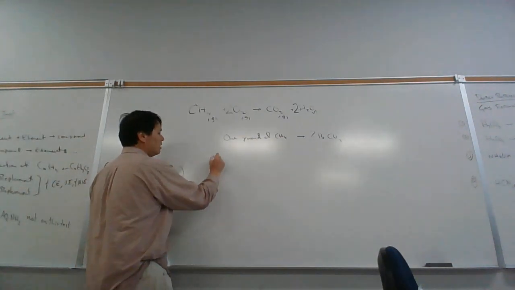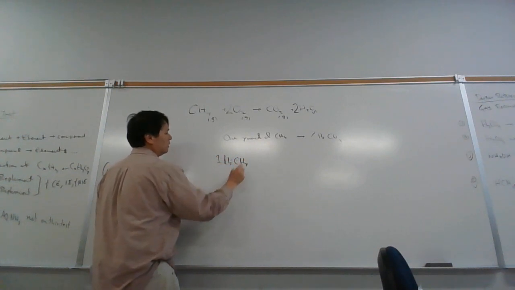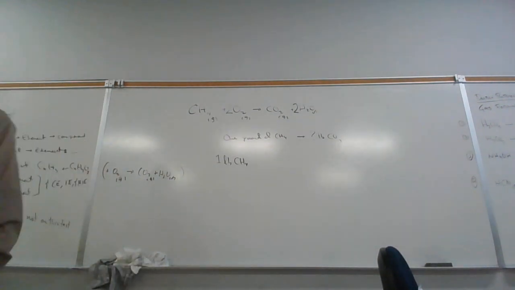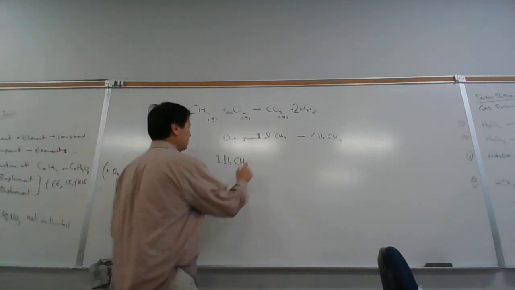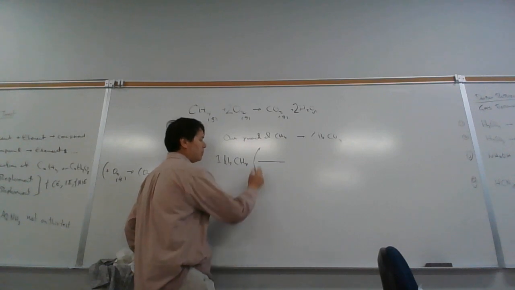And so if I start off with exactly 1 pound of methane, then what I want to do is convert that to moles of methane. And so I probably want to go from pounds to grams. And so let's do that. I'll go 1 pound of methane, and do you know how many grams there are in a pound?